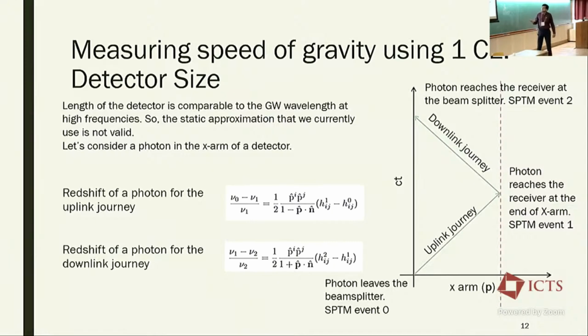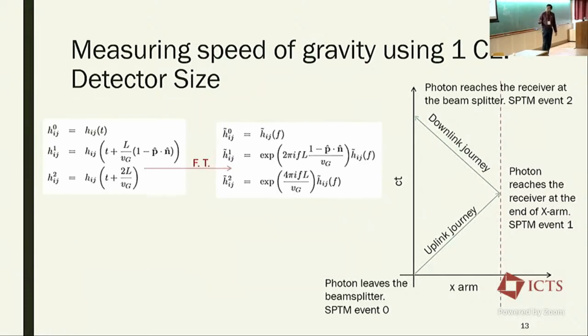calculate. We need the waveform or the metric here, here, and here, and once we know the metrics and project appropriately along the arms, we can calculate the redshift for the uplink journey, the redshift for the downlink journey, and finally add them up to get the redshift for the total journey. So this is the expression for the metric in time domain. It's easier to do in the frequency domain, so we just take a Fourier transform, but everything can be done in any domain which you like.